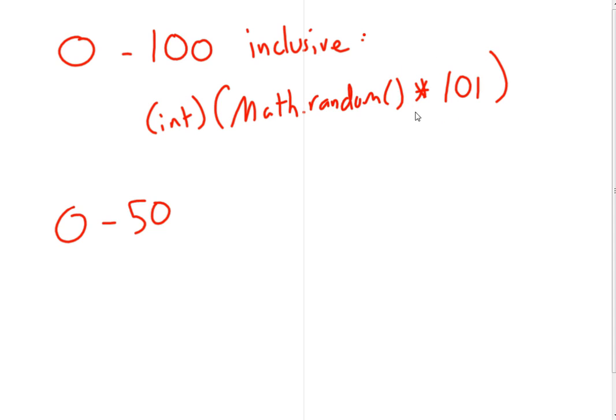And so this off-by-one thing, we're going to see it a whole lot, where students are like, oh, 0 to 100, let's just put 100 right there. No, put 101. So if we want numbers between 0 and 50, then this multiplier right here, this scaling factor, would be 51. If we're going from 0 to 10, that scaling factor would be 11. Everything else would be identical. If we're going from 0 to 100, 0 to 50, 0 to 10, assuming, of course, that we want integers only, which we pretty much always do.